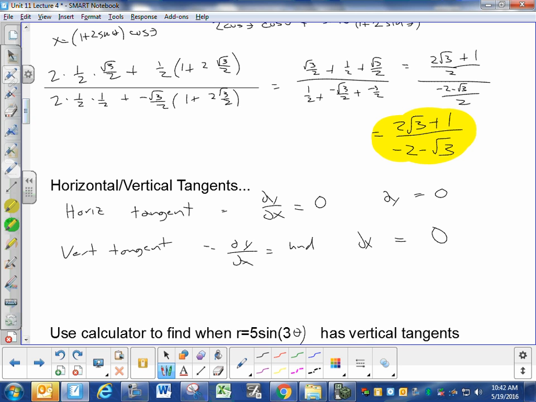Well, in polar equations, dy dx is dy d theta over dx d theta. What do we have to find? Just when dy d theta is equal to 0. Here, we would just have to find when dx d theta is equal to 0. If you were asked a horizontal tangent or vertical tangent question, you don't have to find dy dx. Instead, you just need the top half or the bottom half.